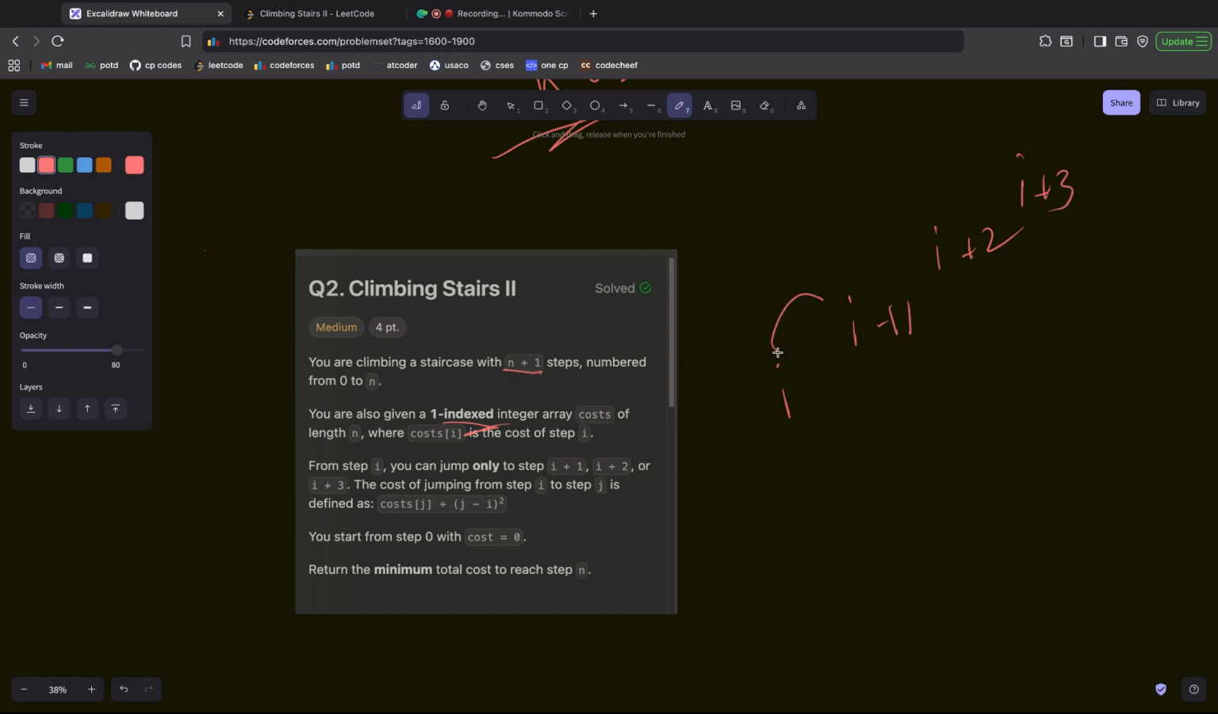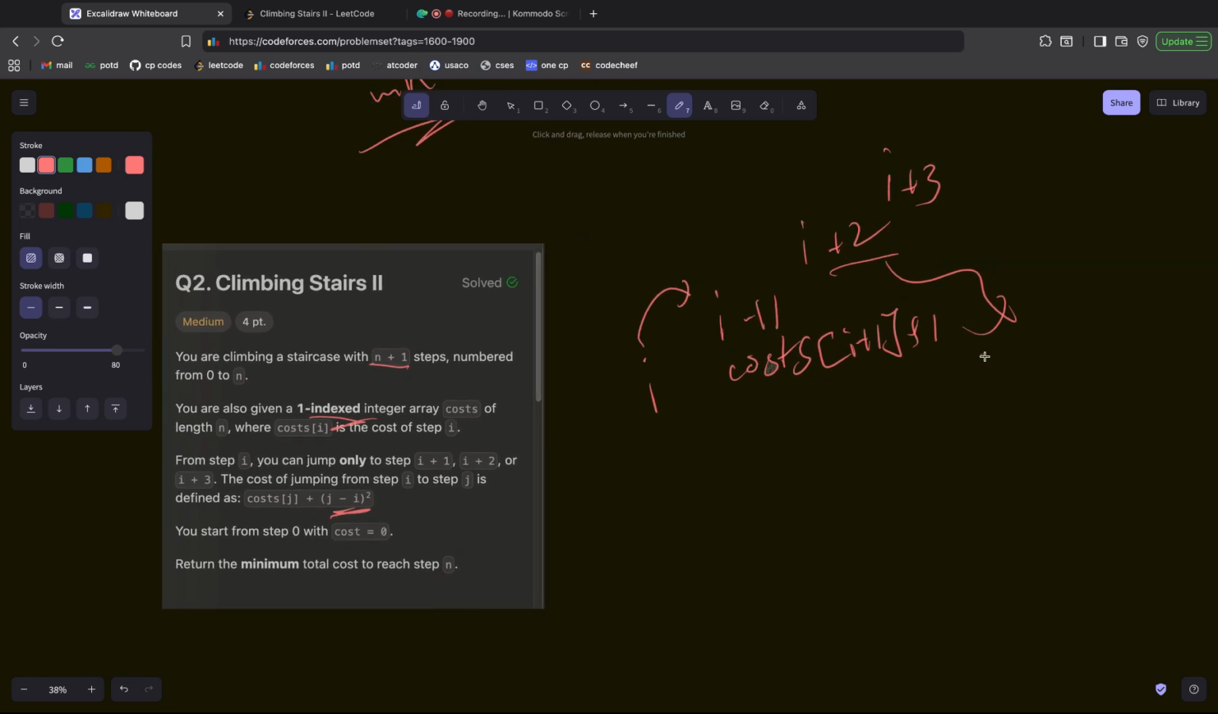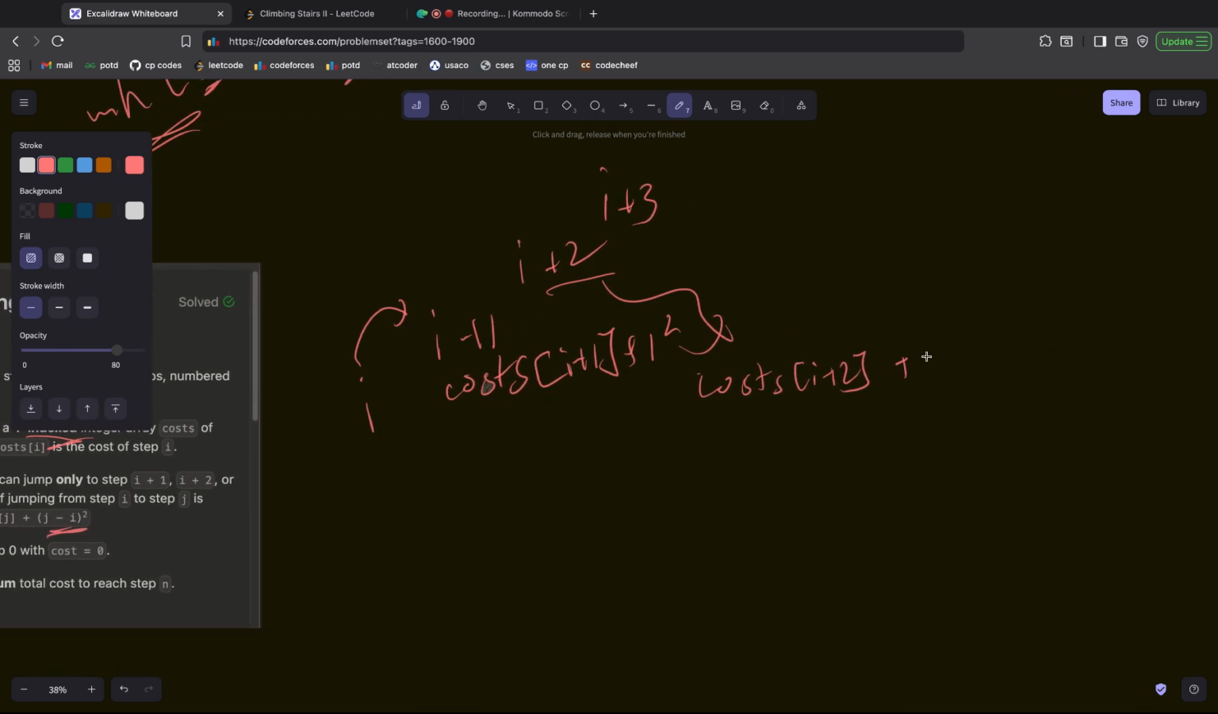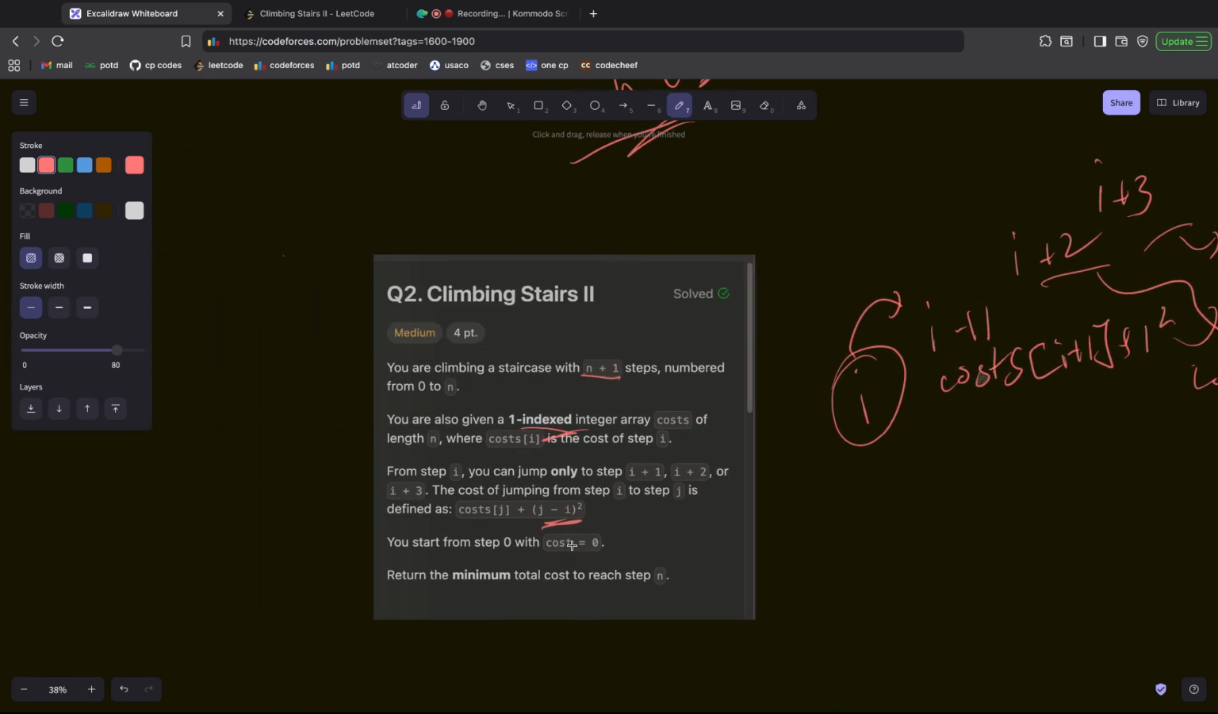The cost of jumping from i to i plus 1 would be cost of j, where j is where you are going, plus the delta between the two, j minus i, squared. That is 1 square, which is 1 only. For i plus 2, the delta is 2, so 2 square. Similarly for i plus 3, cost plus 3 square. What you need is to start at 0 with cost 0, and return the minimum cost to reach step n. Like this you can easily solve.